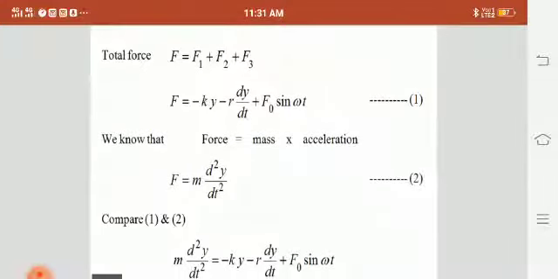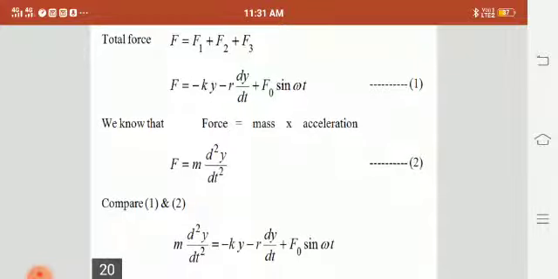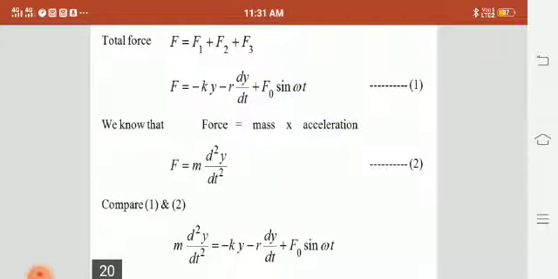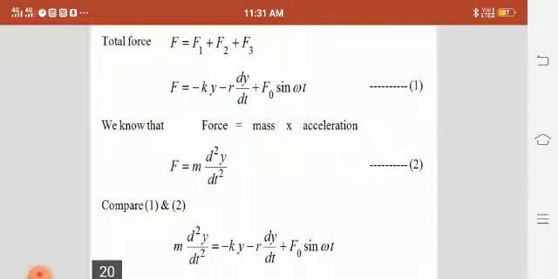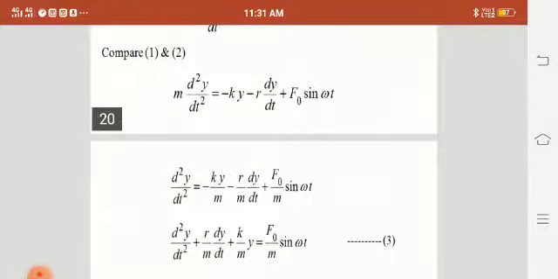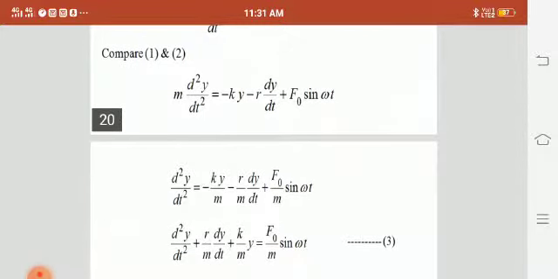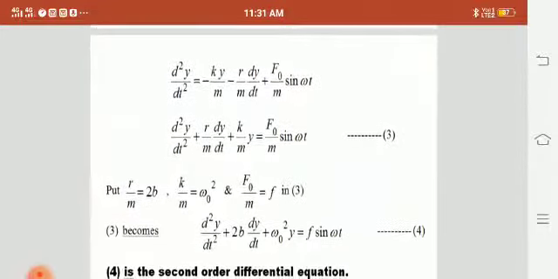From the above equation, we can see the LHS of equations 1 and 2 are equal, so we can equate them. That is, m d squared y by dt squared is equal to minus ky minus r dy by dt plus f0 sine omega t. Now take d squared y by dt squared alone. So we get d squared y by dt squared is equal to minus ky by m minus r by m dy by dt plus f0 by m sine omega t.